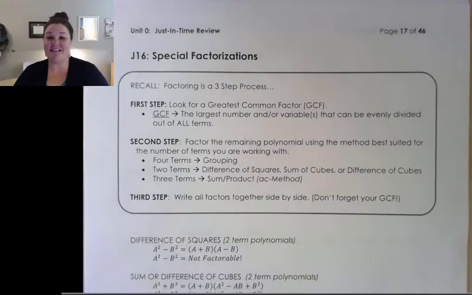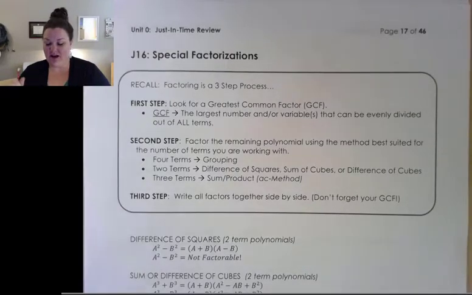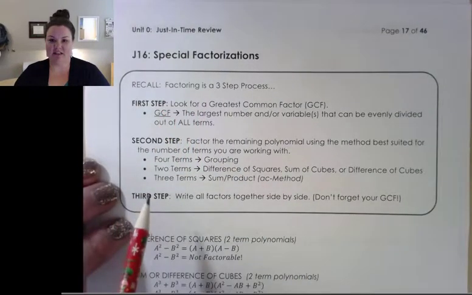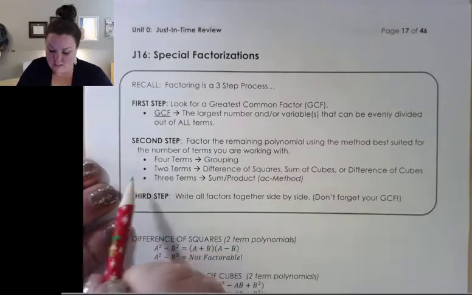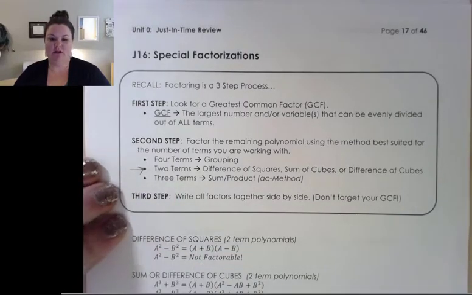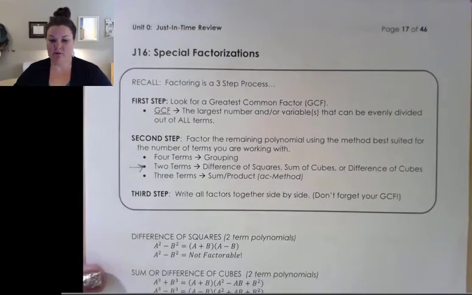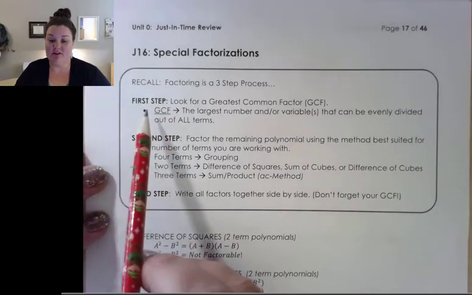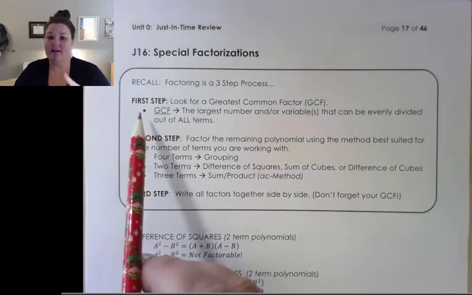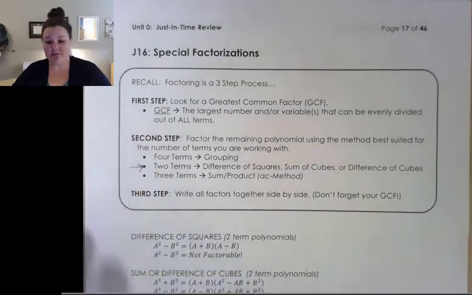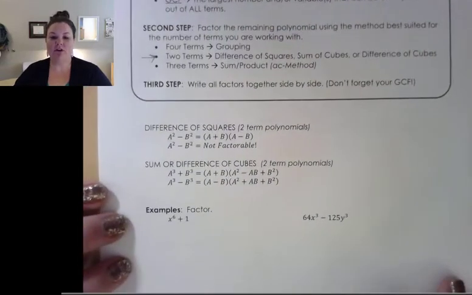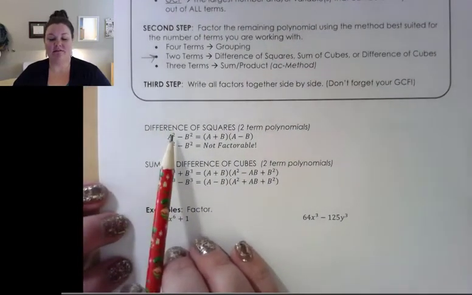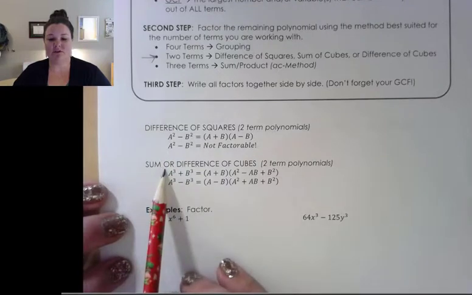All right, so this is J16, which is continuing on with factoring, and this one's called special factorizations because what we're going to do is focus on the two-term polynomials, okay? So for two-term, well, first of all, we want to make sure we always look for greatest common factor. That's always step one, okay? After greatest common factor, if you have two terms, what you're looking for is either a difference of squares or a sum or difference of cubes.